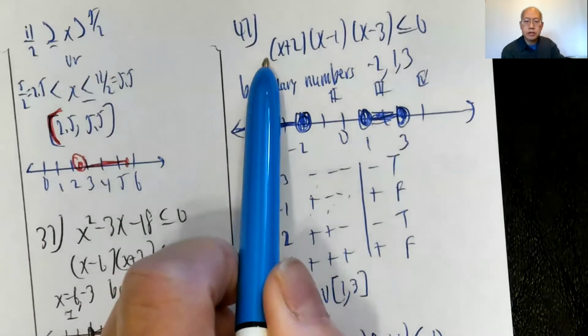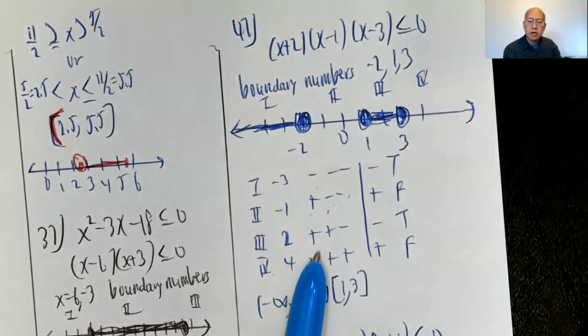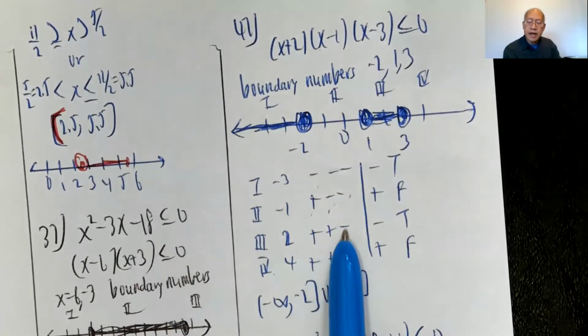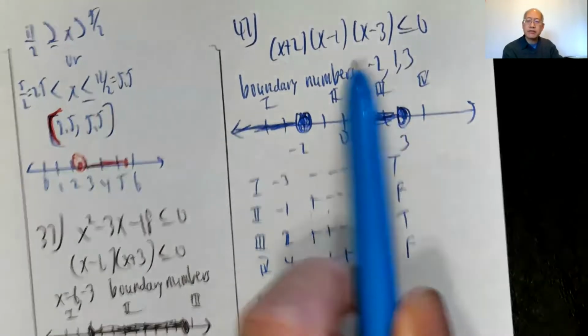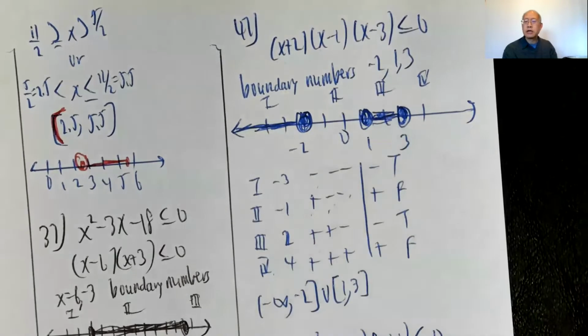Region 3, 2. 2 plus 2, positive. 2 minus 1, positive. 2 minus 3, negative. What's a positive times a negative? Well, that's negative. Is a negative less than or equal to 0? Yes, that's true. Shade in region 3.